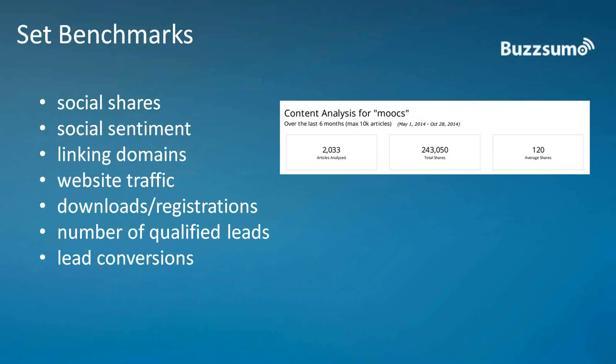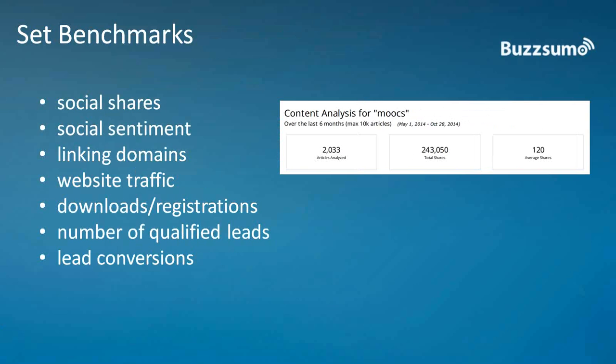There are a range of things that you would set. In my view, you might look at the number of social shares, you'd obviously look at the sentiment, how many links you get to that, the website traffic to your particular site or page, and how many downloads or registrations you get. Let's say it's a white paper that there are registrations for. Obviously, the key ones are the number of qualified leads and lead conversions. They're really key. That's what we're doing a lot of our content marketing for. And BuzzSumo can help in a number of ways.